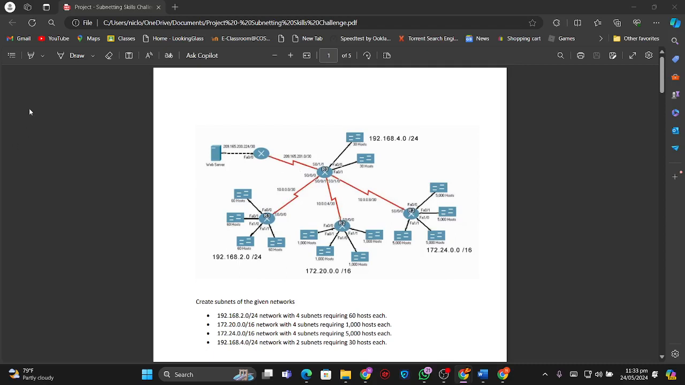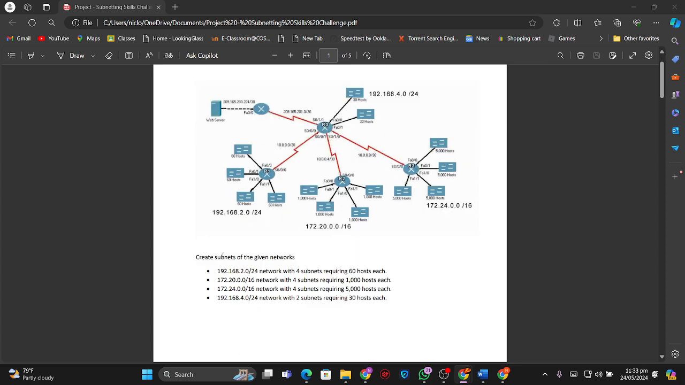Hey guys, today we'll be looking at this network here, where our goal is to create subnets for each router. First, we have to create four subnets requiring 60 hosts, then four subnets requiring 1,000 hosts. Then we have to create a network with four subnets requiring 5,000 hosts, and lastly, a network with two subnets requiring 30 hosts each. So I think we should start from the smallest one.